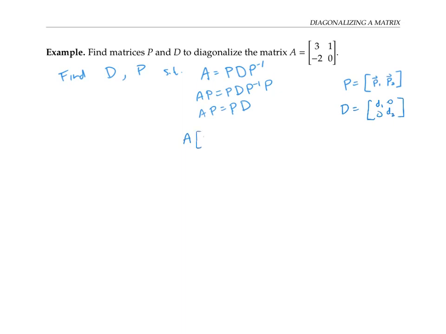So that's A times the columns P1, P2 equals the columns P1, P2 times this diagonal matrix here that we don't know what D1 and D2 are yet. But we do know, because we talked about it on the previous slide, that when we multiply this matrix by this diagonal matrix, we just end up multiplying these two columns by the corresponding diagonal entry. So this is D1 times the column P1, and then we have D2 times the column P2.